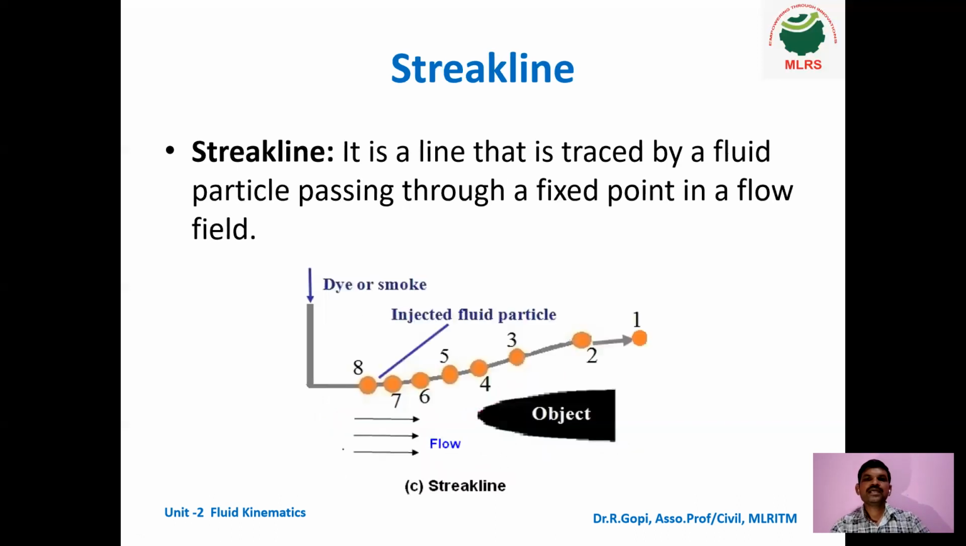Okay, so next, streak line. The best example for understanding the streak line is the smoke coming from an agarbatti, or smoke coming from an industrial chimney. What do you observe? Suppose you take one agarbatti and burn it using a matchbox. After that, what do you observe? Smoke will come. So now from the smoke, what do you understand?